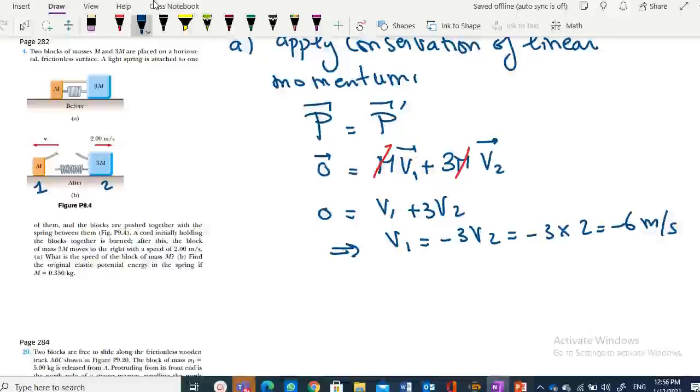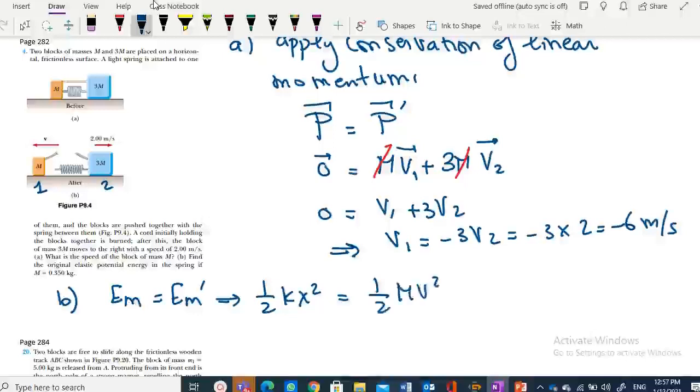So in part B I say E mechanical before is equal to E mechanical after. Before, there was no kinetic and no gravitational potential energy, only elastic, so it's half k x squared. After, there is no elastic and no gravitational potential energy, only kinetic: half m v1 squared plus half 3m v2 squared.